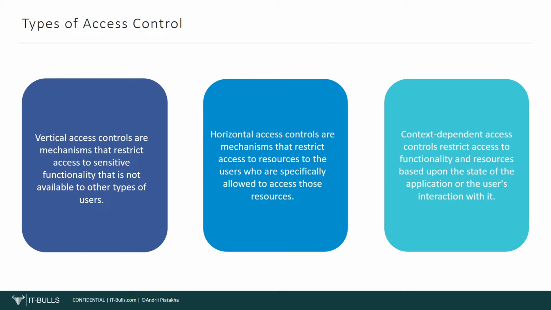Context-dependent access controls restrict access to functionality and resources based upon the state of the application or the user's interaction with it. Context-dependent access controls prevent a user performing actions in the wrong order. For example, a retail website might prevent users from modifying the contents of their shopping cart after they have made payment.